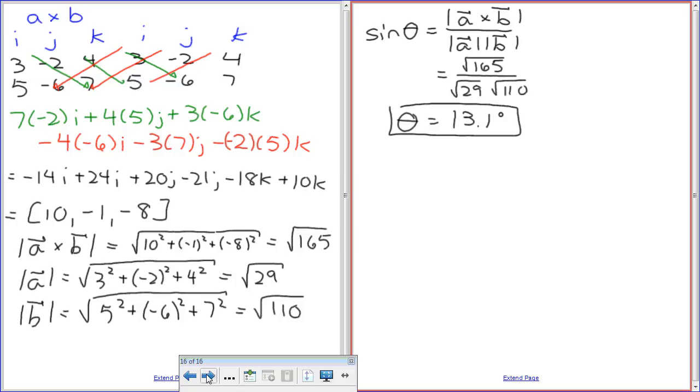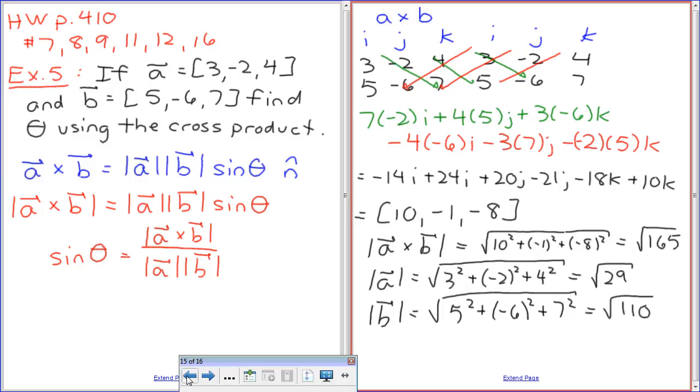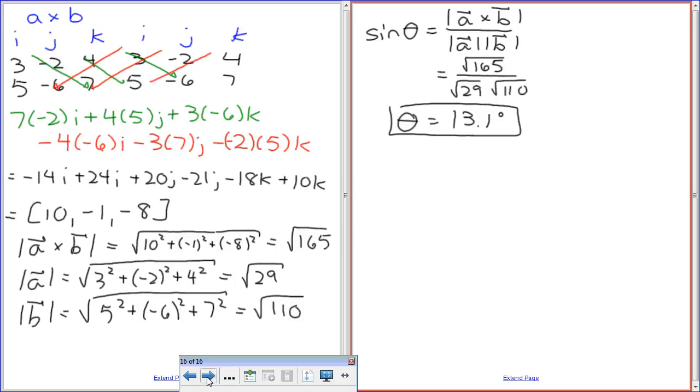Why is A cross B on the bottom? I thought it was on the bottom, so I had to write it down. Even though that was super fast, that makes sense. It was just magnitude, right? That's all it was. Find distances.